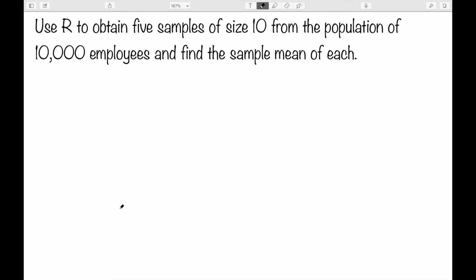Finally, I want to use R to obtain 5 samples of size 10 from the population of 10,000 employees and find the sample mean of each. So I'm going to move over to RStudio and look at how to obtain a random sample of size 10 and calculate the mean using RStudio.